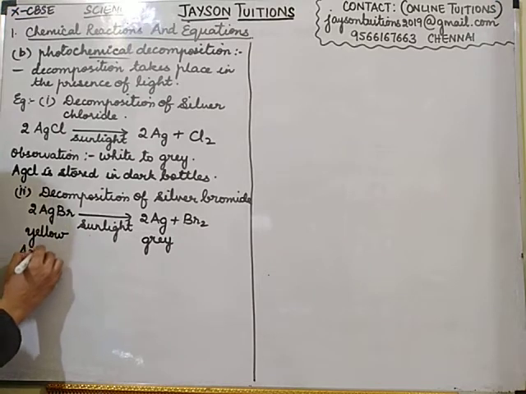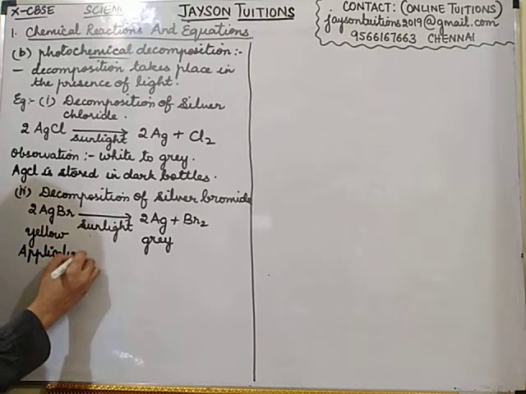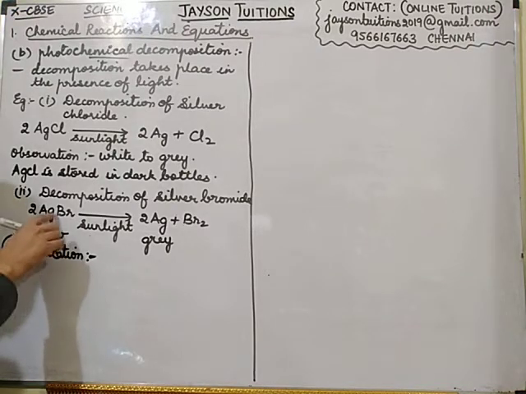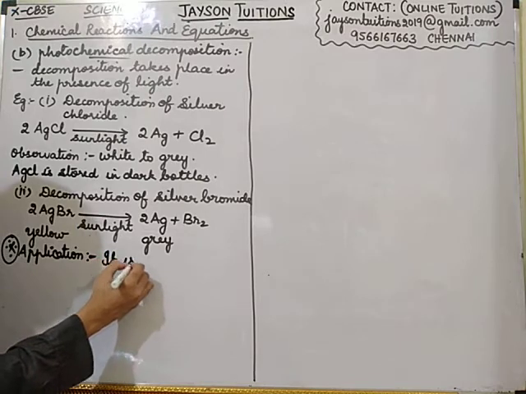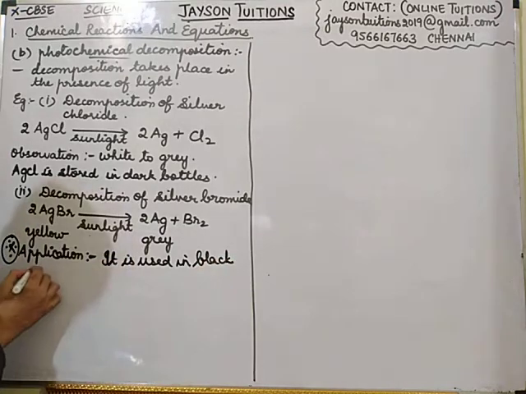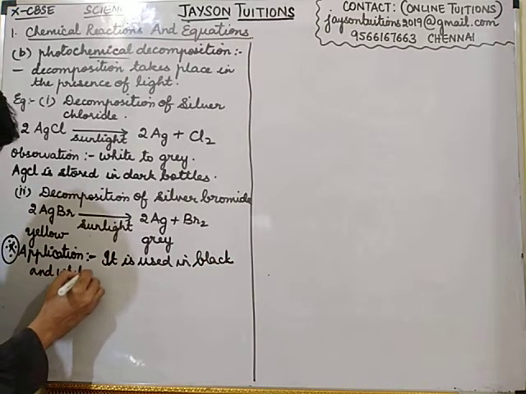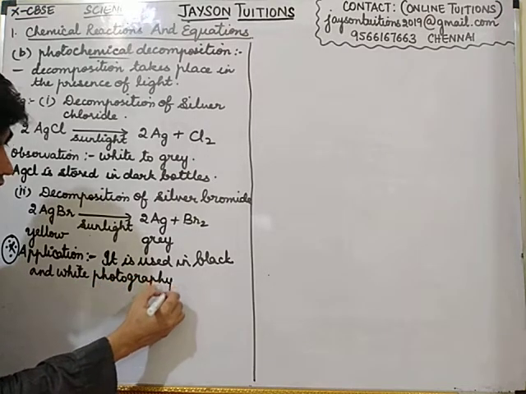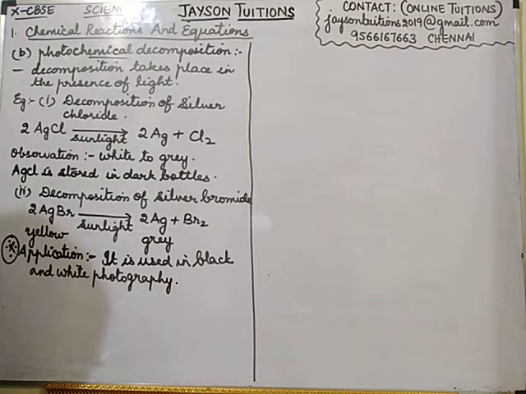So what is the application of silver bromide? This is a very important 1 mark question. In some questions they will give this as a clue to find out the salt. So the application is, it is used in black and white photography. The silver bromide salt is used in black and white photography. So this is about photochemical decomposition.